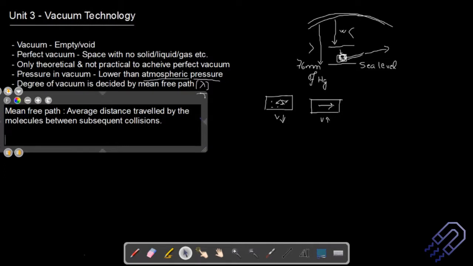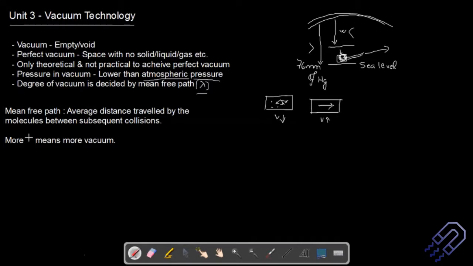If the value of lambda is more, it means more vacuum, and this is the reason which I've just explained. It's the same logic. So that's how you understand mean free path. If the value of lambda is more, the vacuum would definitely be more. But then this mean free path, or how the gas molecules within a system are going to behave, will depend on a number of factors.